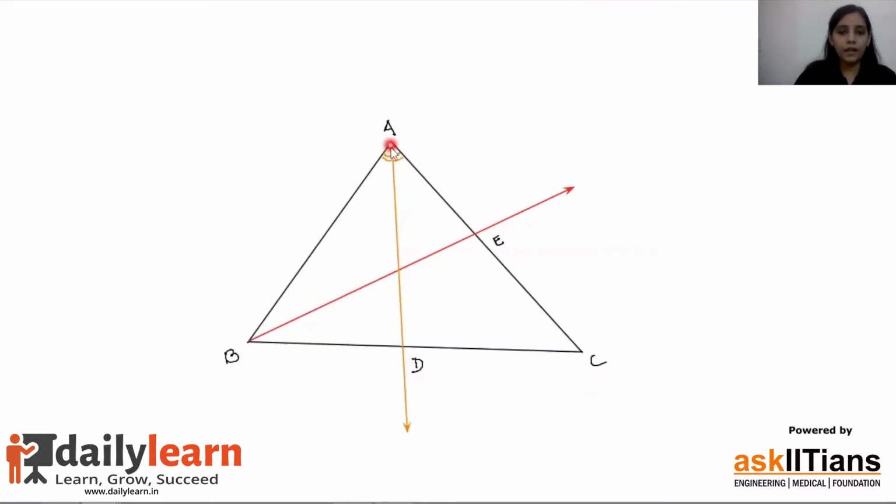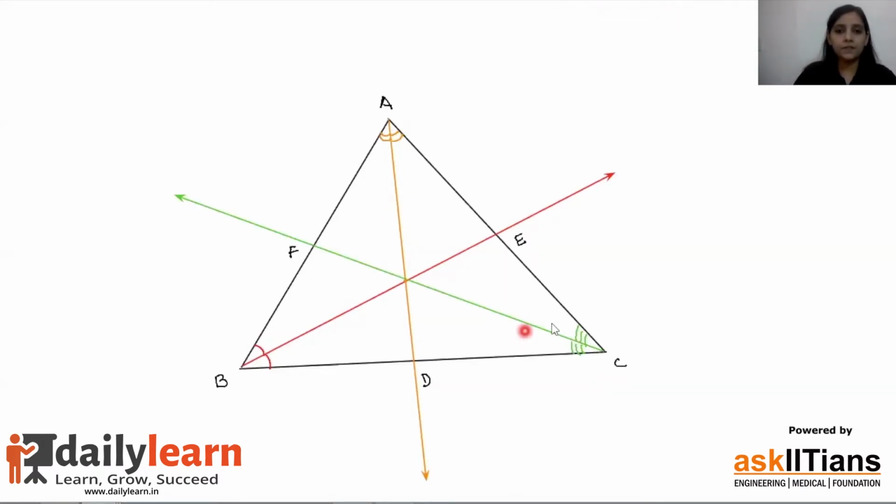Similarly, AD is the angle bisector of angle A, such that angle BAD and angle CAD are equal. Likewise, we see CF is the angle bisector of angle C, such that angles BCF and ACF divide the angle into two equal parts. Therefore, CF is the angle bisector.